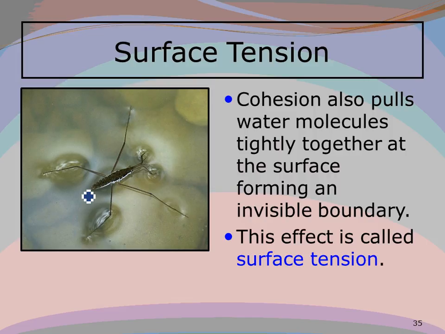And when we do our water investigation on Wednesday, you guys are going to see that you can actually float a paperclip on water because of surface tension. It's not easy to do, but you can do it. And that's because all those tiny little water molecules are pulling together to create this tight surface.